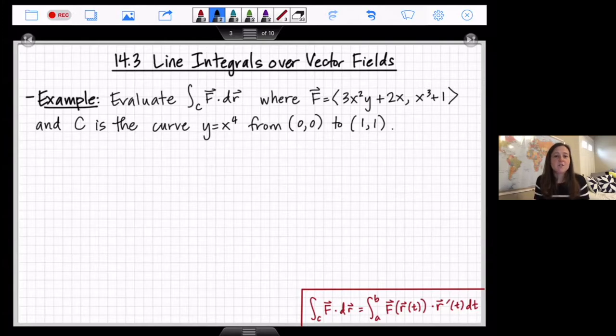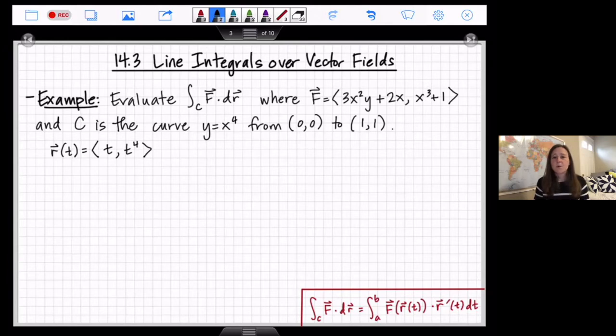Now, when you have a Cartesian equation like this, y equals x to the fourth, coming up with the parameterization is really pretty easy. So for my parameterization, I'm just going to redefine x as t. So my x component is going to be t. And then since y is x to the fourth, the y component will just be t to the fourth.